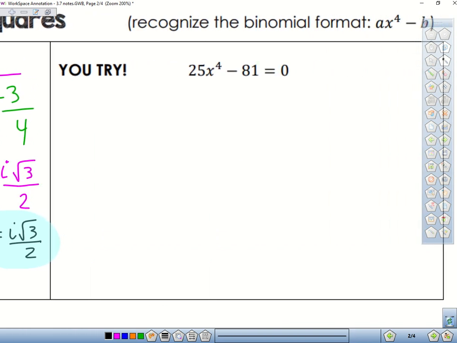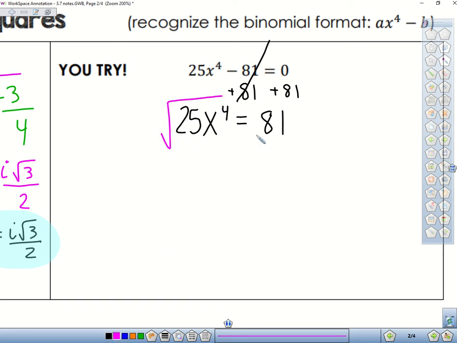So for the next one, I recognize the format, but I need to do something first. What do I got to do? We are going to be factoring, but we have to get... Add the 81 to the other side. Good. There is no GCF, but you're right. We should check for one, but there happens not to be one. But I'm going to add the 81 to the other side, which is going to leave me with 25x to the 4th is equal to 81. So I got to get the constant to the other side. Square it. Good, we're going to square root it.